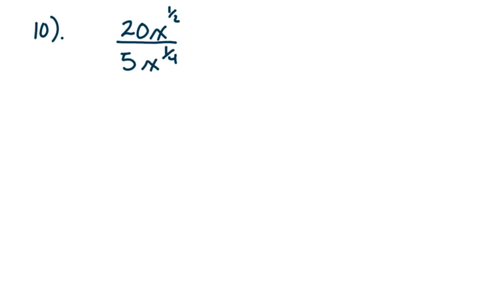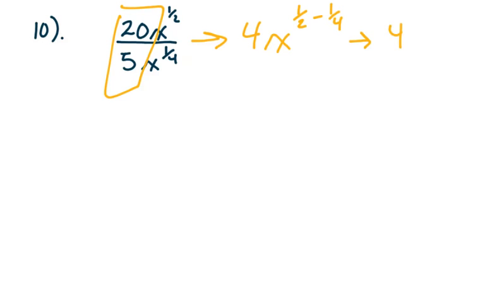Okay? Next problem, number 10. Okay, first thing I see here is, and again, you can start these problems in many different ways, but the first thing I see here is I have a 20 and a 5. I'm going to reduce that. 20 divided by 5 is 4. So I'm going to get a 4 on the top. Then I'm going to have x to the 1/2, which I'll just keep as 1/2, minus 1/4. Okay, so that's going to be 4 to the, well, 0.5 minus 0.25. It's going to be another 4th. Okay, and that's my answer.